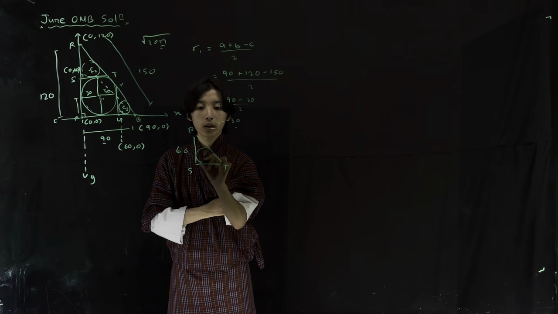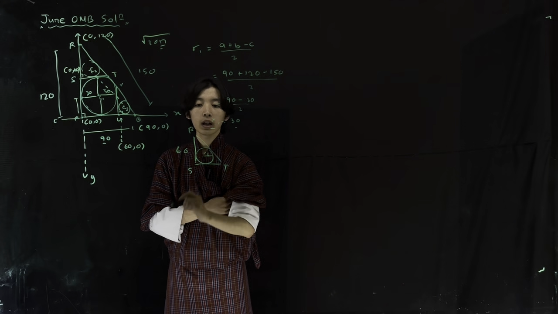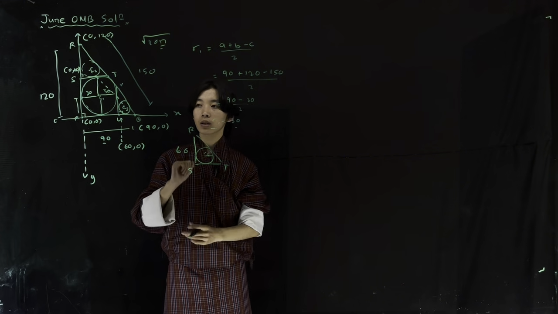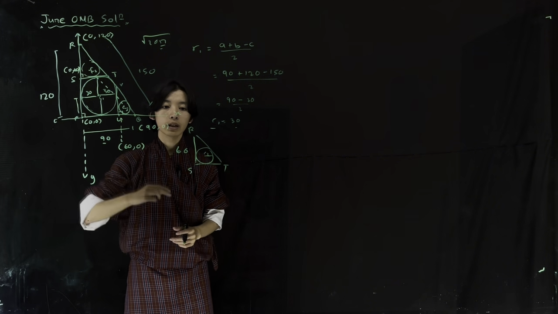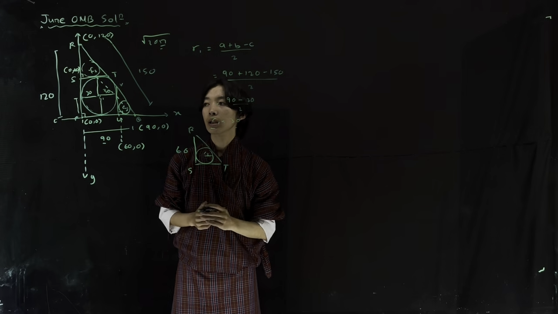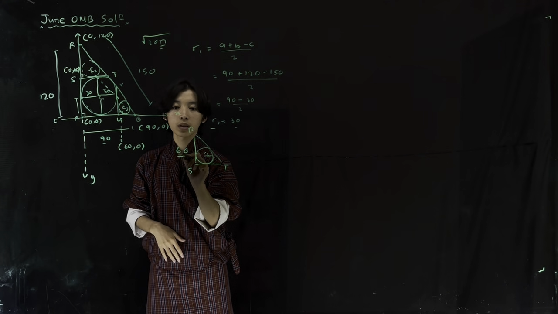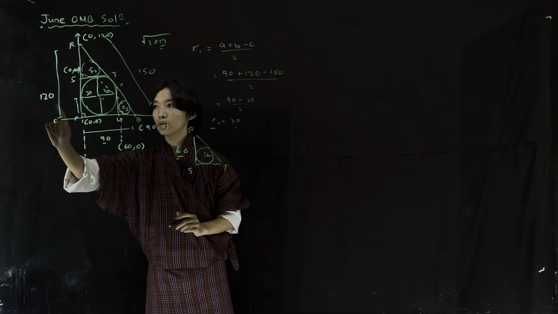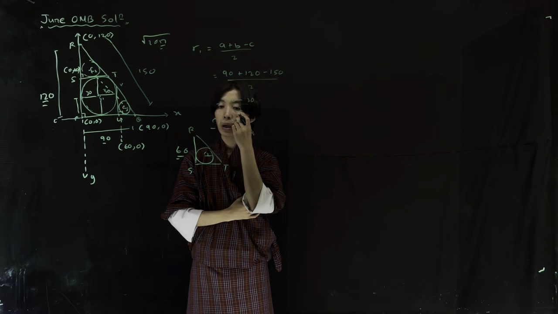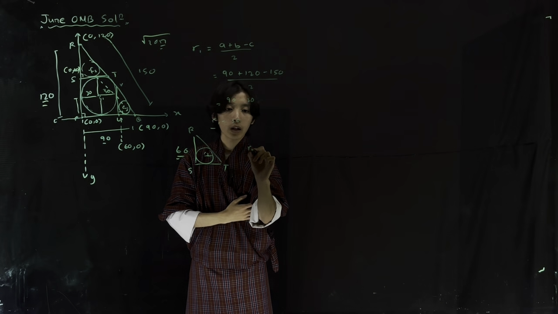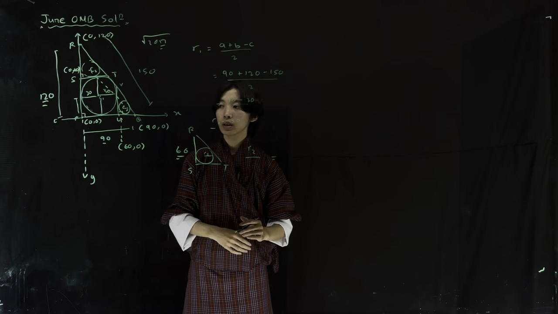And we need to find the inradius of circle 2, right? Now we know the inradius of circle 1. So the inradius of C1 is that of the whole triangle, where C2 is that of the triangle RST. Now we can compare this 60 length to the 120 length of PR, because they're similar triangles. So let's make it into a ratio.